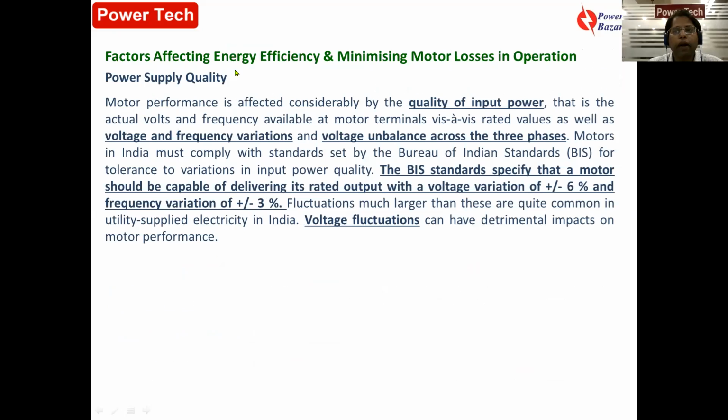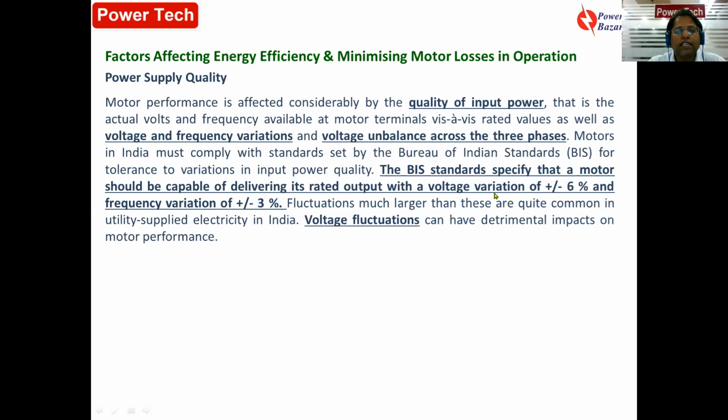Now, what are the factors that affect the energy efficiency of motors? There are hardly 2-3 major factors which affect your motor efficiency and motor losses. One is power supply quality. You need good quality input power. Without that, your motor performance will not be good. Now, BIS standards specify that a motor should be capable of delivering its rated output with a voltage variation of plus minus 6% or frequency variation of plus minus 3%. That means I need good voltage and good frequency so that my motor performance will be optimal.